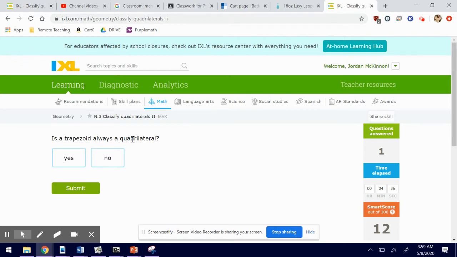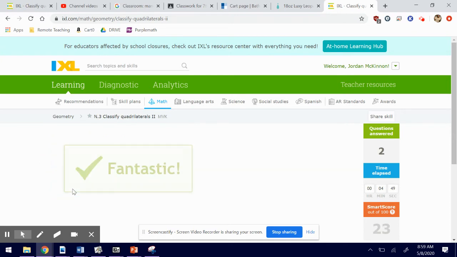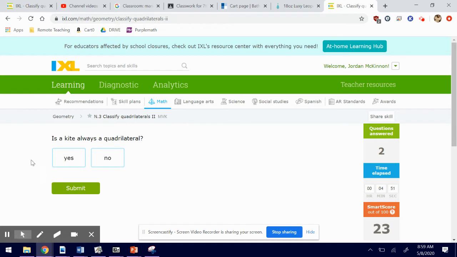Is a trapezoid always a quadrilateral? Well, one thing we know about a trapezoid is it's always got four sides. A quadrilateral is a polygon with four sides. So, yes, a trapezoid's always going to be a quadrilateral. Is a kite always a quadrilateral? Yes, because a kite always has four sides. So, it's always going to be a quadrilateral.